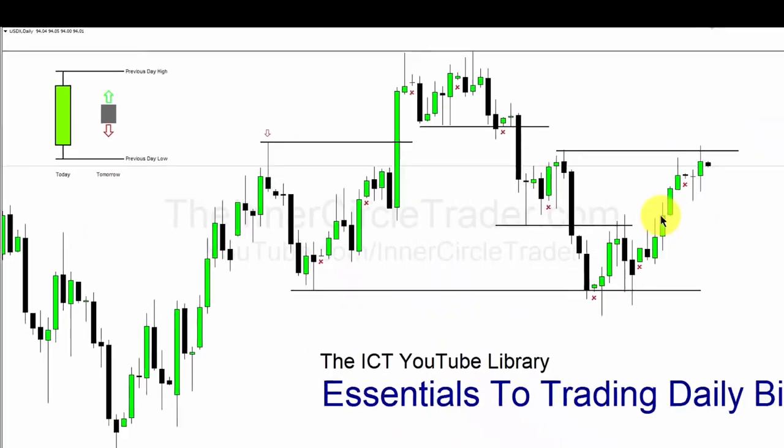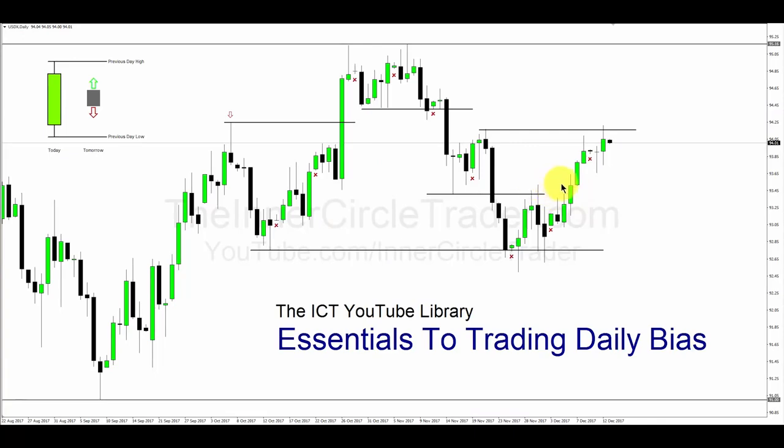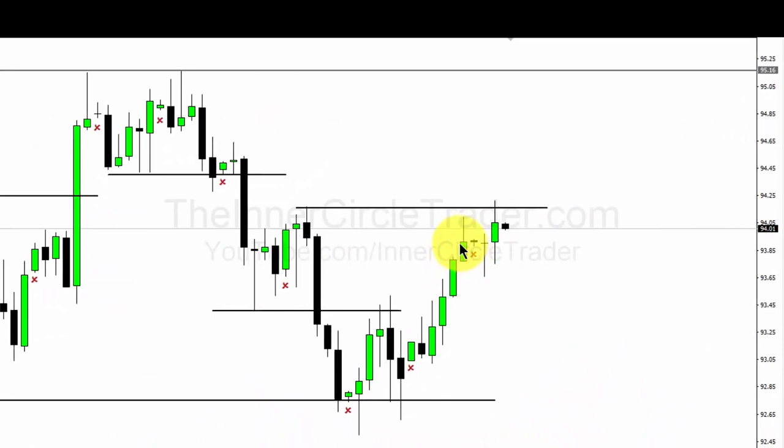Using this criteria here, once we broke this candle's swing high here, the daily bias on this candle, and this is a Sunday, we would look for Monday as well, and then Tuesday we would look for bullishness.